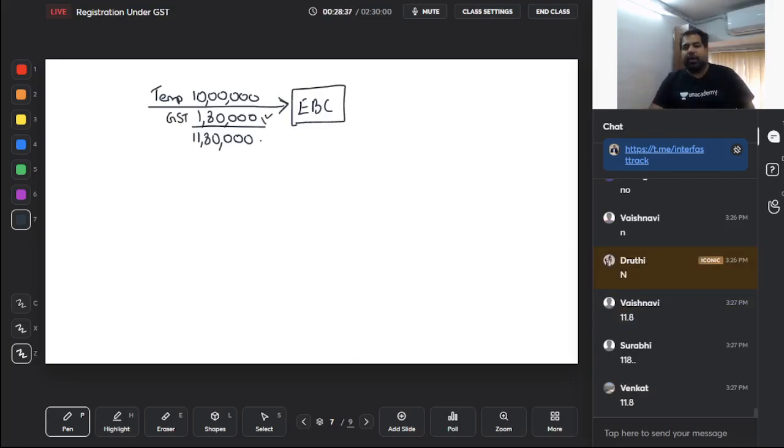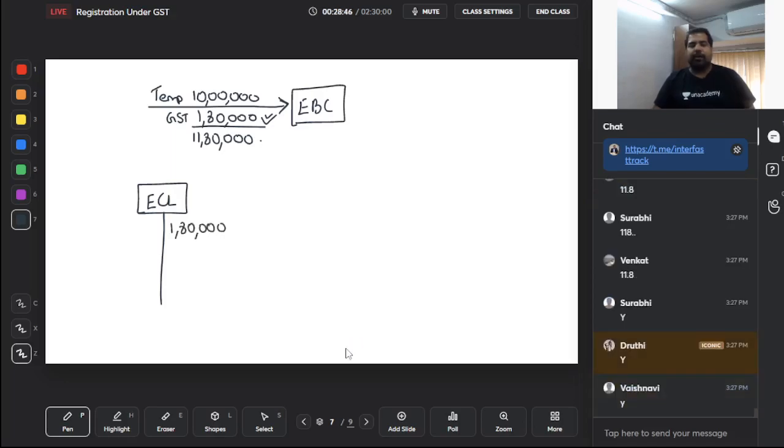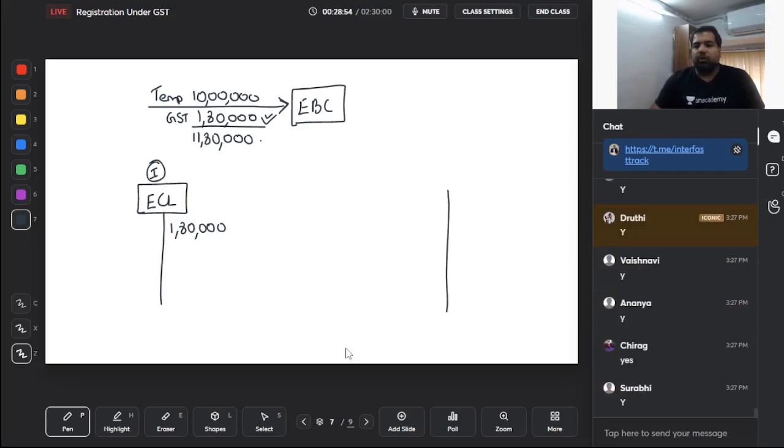So can you take a credit of this 1,80,000? Yes, I can take a credit of this 1,80,000. So in my electronic credit ledger, can I today only take 1,80,000? Yes, I can take 1,80,000. So is this the first benefit, guys? Please tell me, is this the first benefit? Yes.